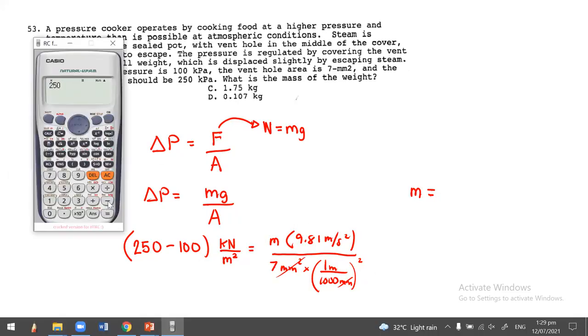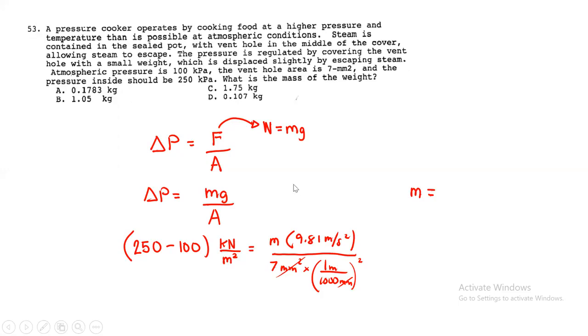250 minus 100 is equal to alpha x times 9.81 divided by 7 times 1 over 1,000 then squared. Shift solve pala. So, 1.07 times 10 raised to negative 4. So, may kulang tayo dito, guys.